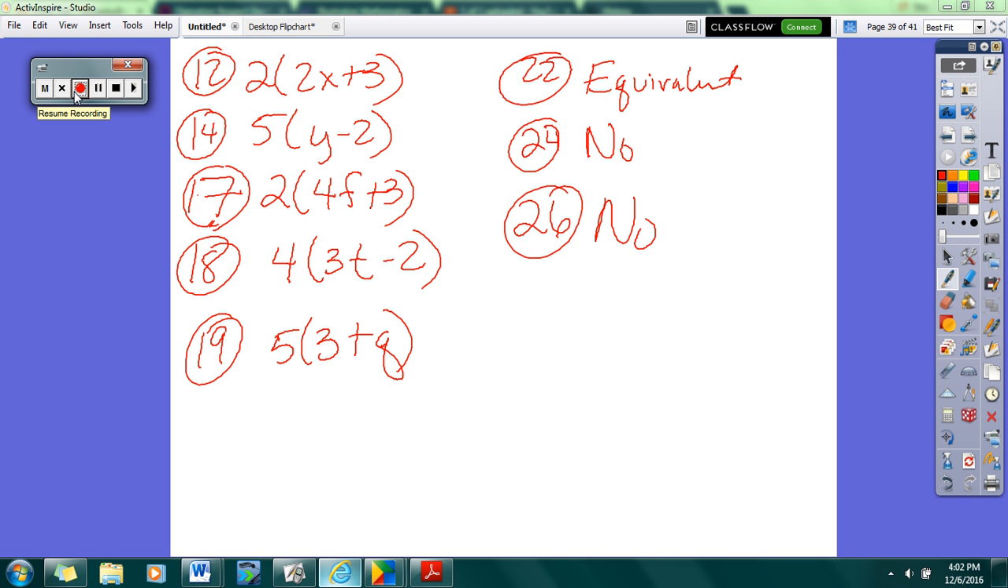Okay, here are the answers to the on my own problems on page 243. So for number 12, it's 2 times the quantity 2x plus 3. For number 14, it's 5 times the quantity x minus 2. 17 is 2 times the quantity 4f plus 3. 18 is 4 times the quantity 3t minus 2. 19 is 5 times the quantity 3 plus q. 22 is equivalent. 24 is not equivalent, and 26 is not equivalent.